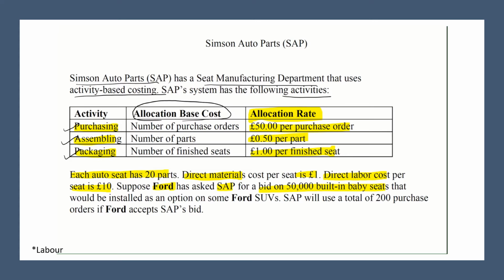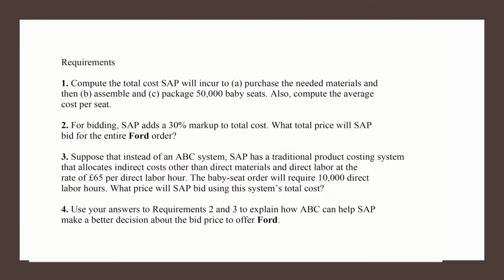And for doing that, the company has to make a total of 200 purchase orders if the company Ford accepts SAP's bid. So let's look at the requirements of the case. The first thing it asks us is to calculate the total cost for manufacturing these 50,000 baby seats, and we are required to calculate the per unit cost as well.